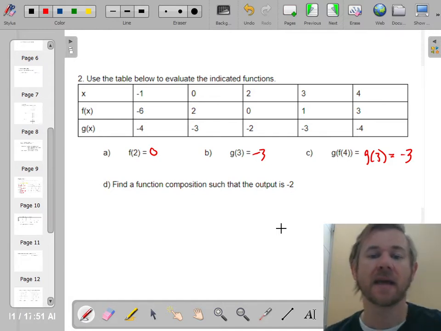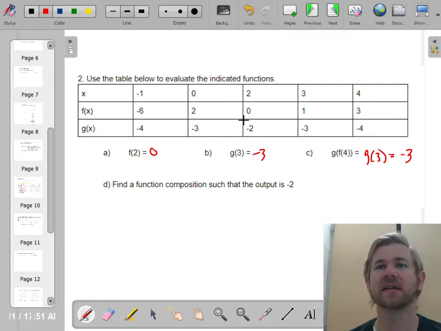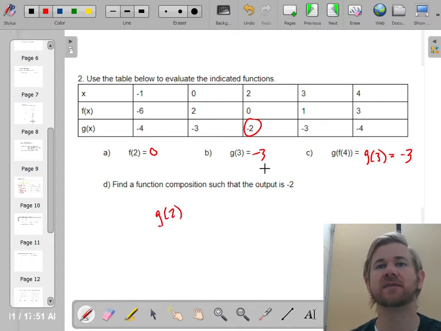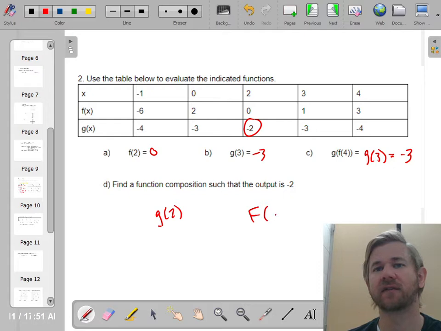Now it says find a function composition so that the output is negative 2. So where's negative 2? Right here. How can I get negative 2? Well, that's g of 2. So g of 2 will give you negative 2. Then how can I get a 2? Well, if I wanted to get a 2, I could say f of 0. So if I do g of f of 0, I think that should be negative 2.